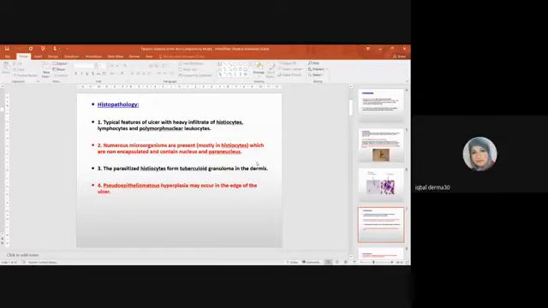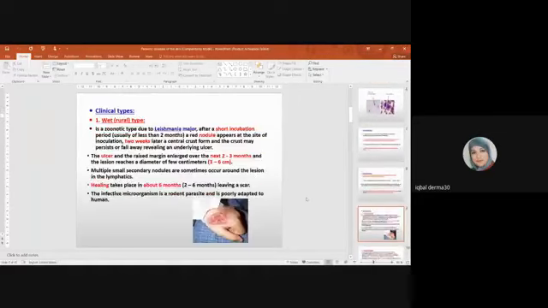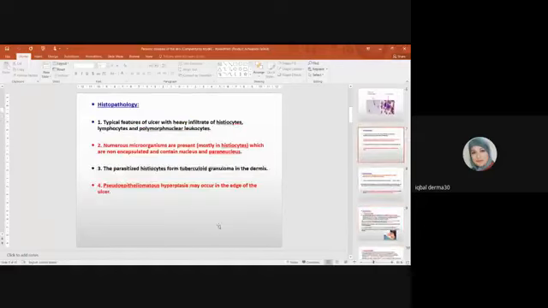Okay. A few points about the histopathology. See this photo. This is the ulcer of cutaneous leishmaniasis. In histopathology, there is ulceration with inflammatory cell infiltration, including histiocytes, lymphocytes, and polymorphonuclear leukocytes. So, ulcer with inflammatory cell infiltration. Second, there is the parasite: numerous microorganisms within histiocytes. Third, these parasitized histiocytes form tuberculoid granuloma inside the dermis.